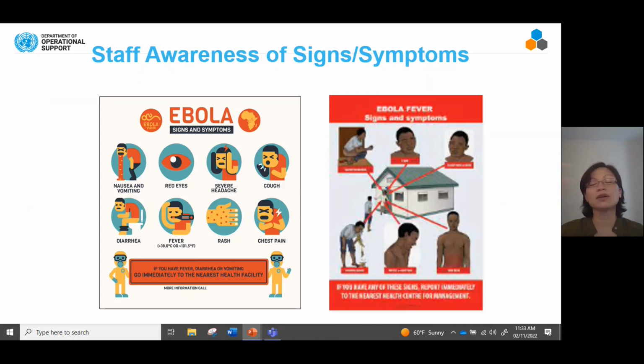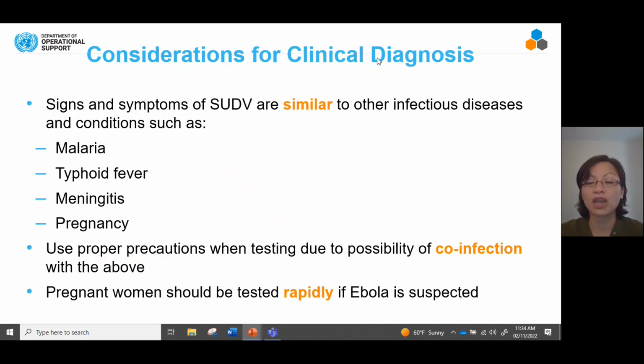Here are some posters that you can get for signs and symptoms of Ebola, and you should definitely spread awareness to staff so that they know what to do when they see any of these symptoms, that they should call their health facility immediately.